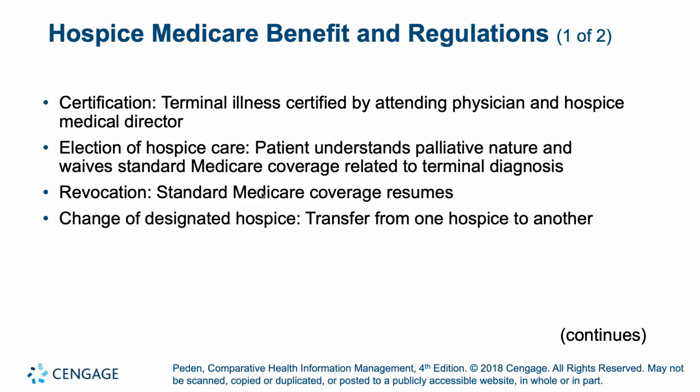The patient has to elect hospice care. It has to be patient choice. It's not something that you can say automatically, oh, you've got a terminal illness, so therefore you will have hospice care. That is not the case. It's always elected. It's always voluntary. And the patient says, I understand my disease is terminal or my illness is terminal, and I want to waive my standard Medicare coverage and choose hospice care.